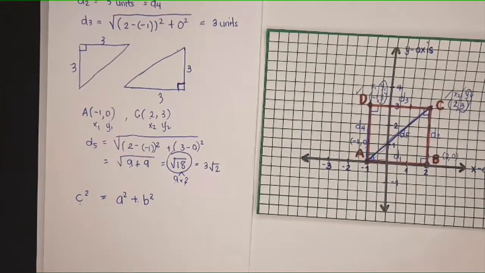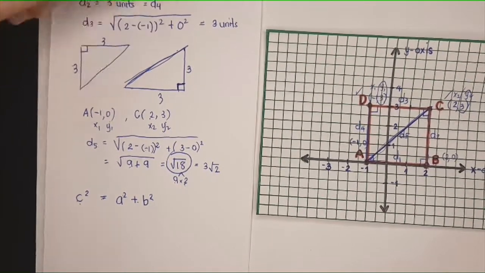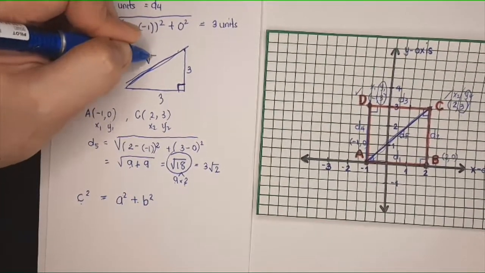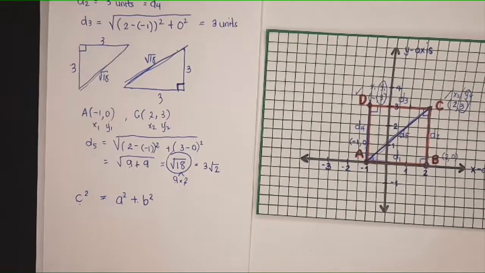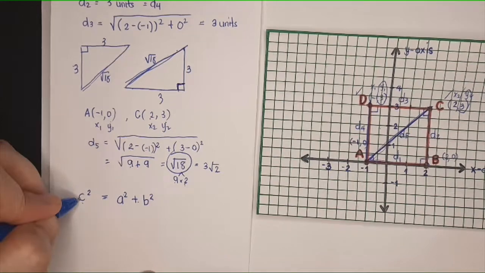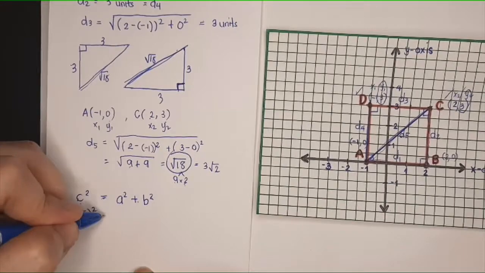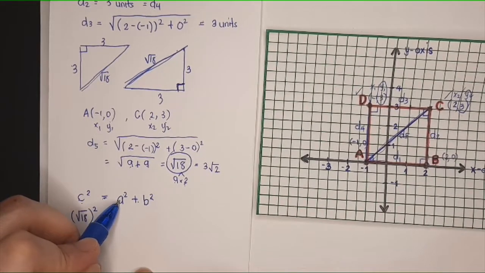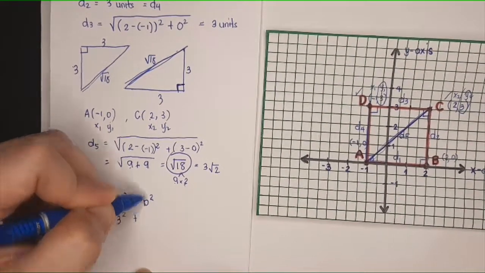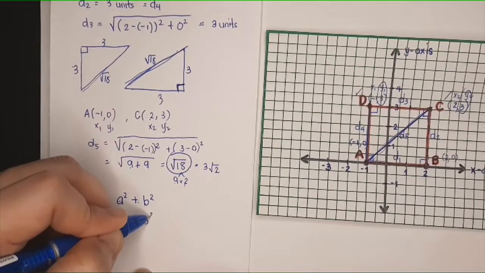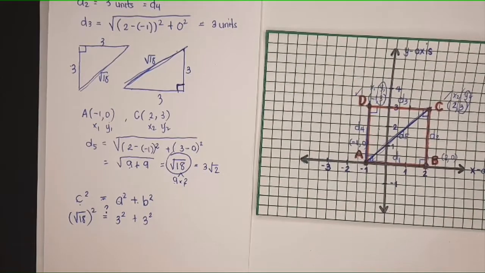So, C. What is our C? Gaano ba kahaba ito? Sabi sa computation natin, square root of 18. So, ito square root of 18. Right? So, we write, what is C? Square root of 18 squared equals, what is A? Yung isang leg. So, pili lang kayo. Lahat naman 3 yan eh. So, 3 squared plus B, the other leg. Kunyari. So, 3 squared. And then we simplify. Syempre question mark muna yan kasi hindi natin alam kung equal ba talaga sila.